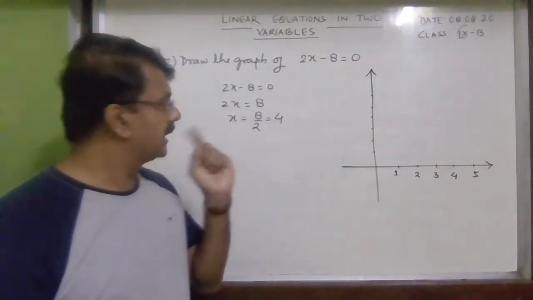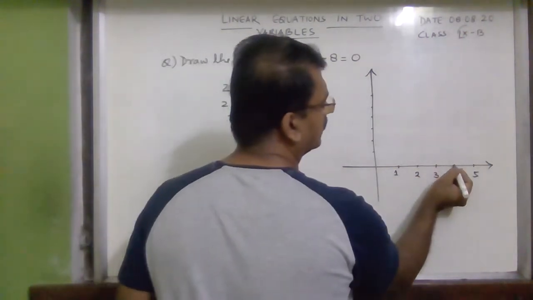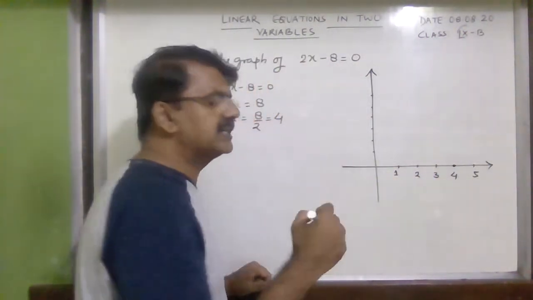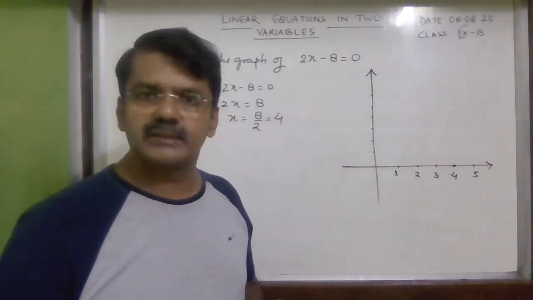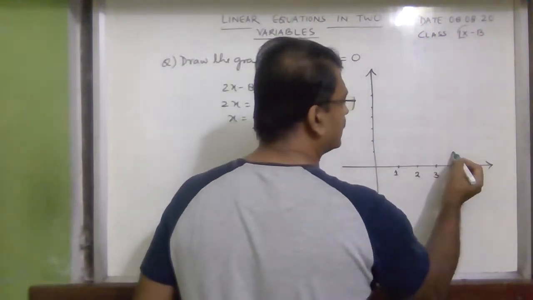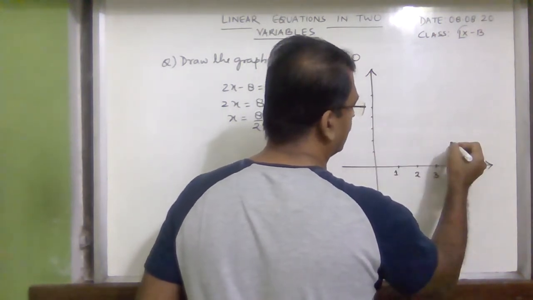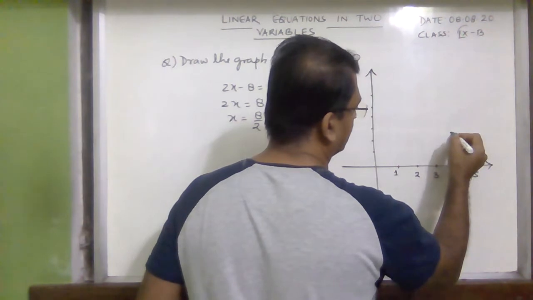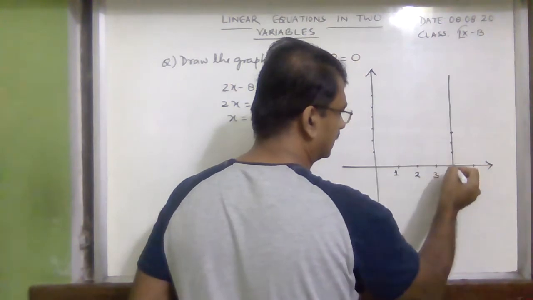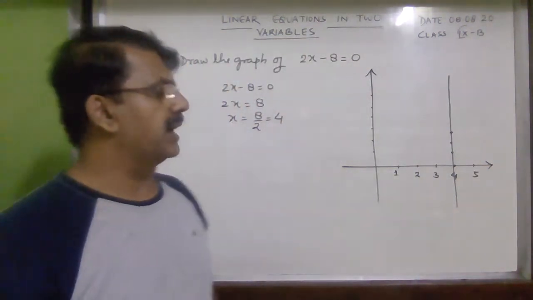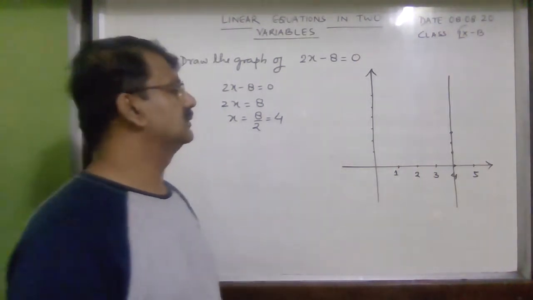Now you see, when y is 0, then x is equal to 4, because I told you x is always 4 irrespective of the value of y. So when y is 0, x is 4. When y is 1, then also x is 4. When y is 2, then also x is 4. When y is 3, then also x is 4. Okay? That means if you draw the graph, you can see the graph is parallel to the y-axis. Clear?